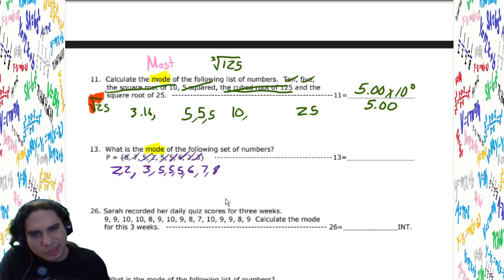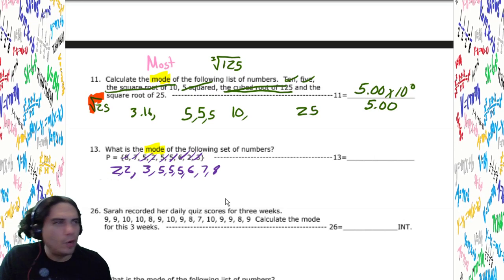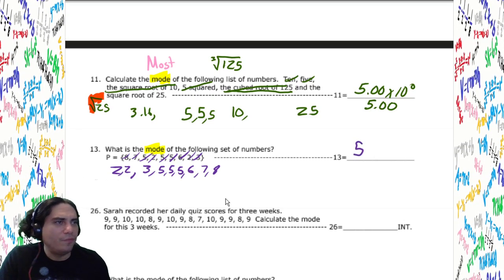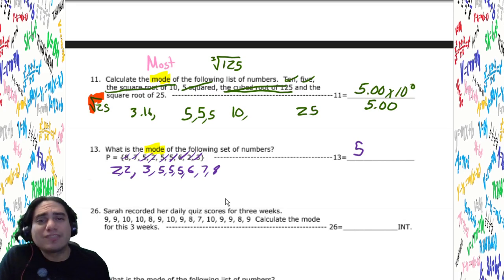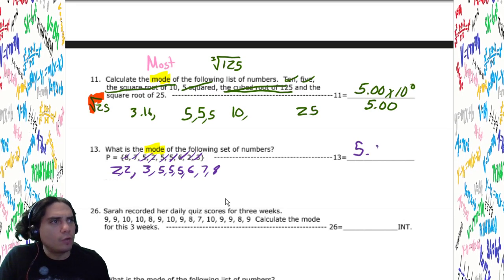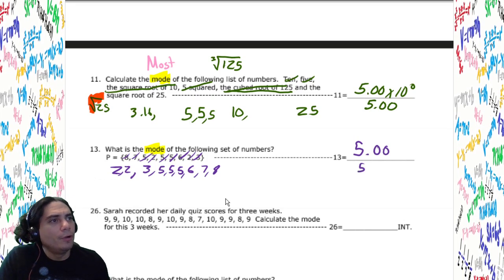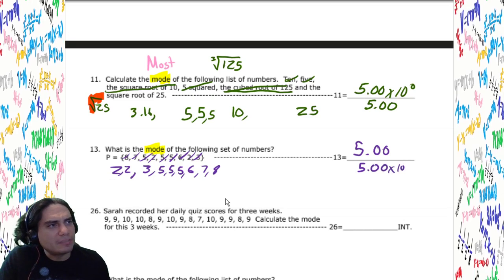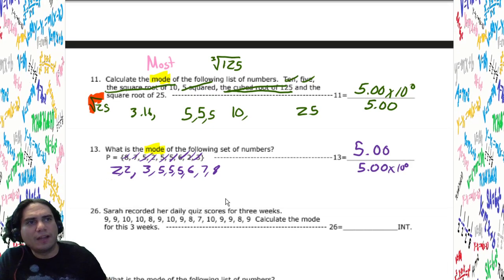Look, when you get good with this, ladies and gentlemen, you don't have to do all this work. You could already see our answer is going to be 5. But if you just leave it like that, it's wrong. Wrong, wrong, wrong. You better put 5.00, or you better put 5.00 times 10 to the 0, because that's the correct format, all right?